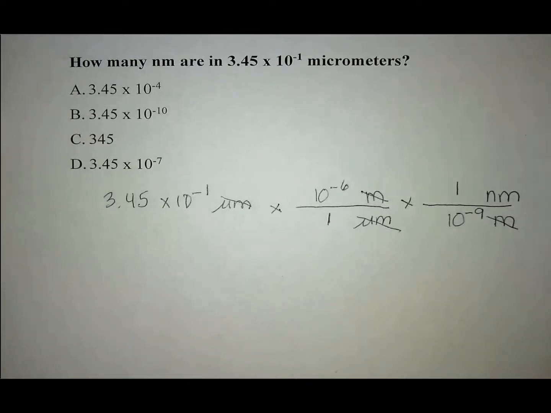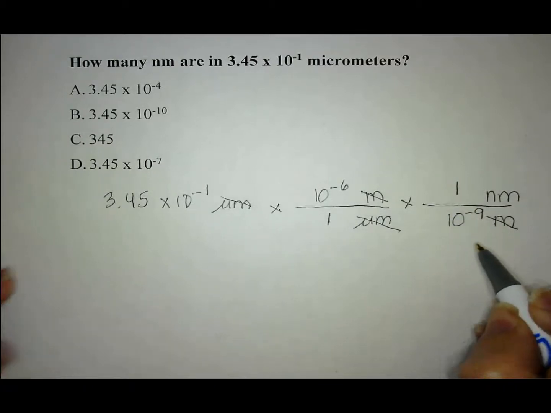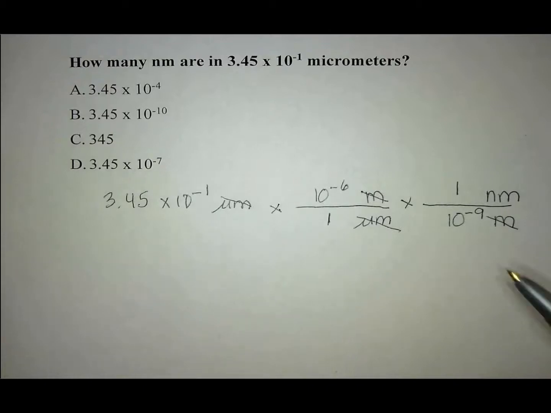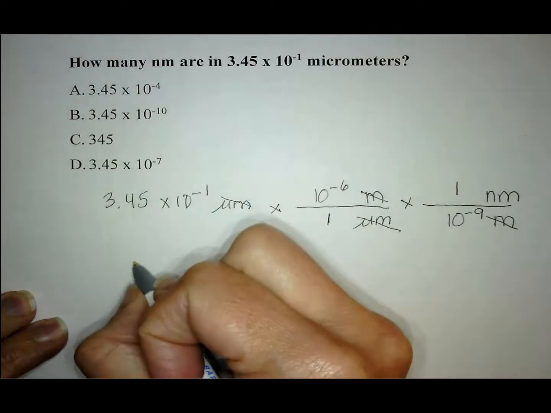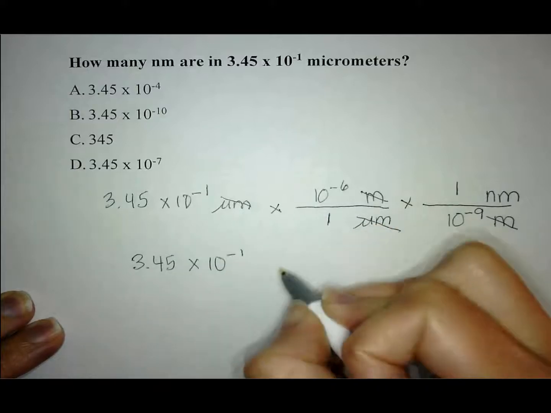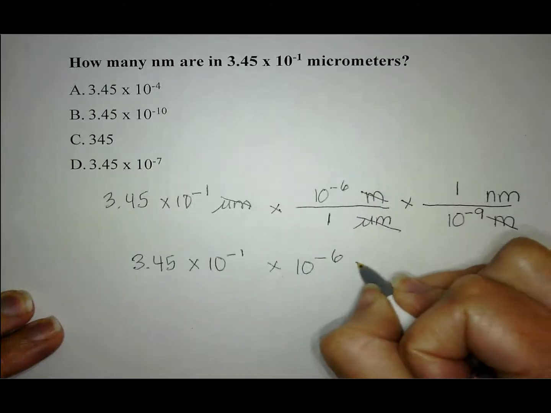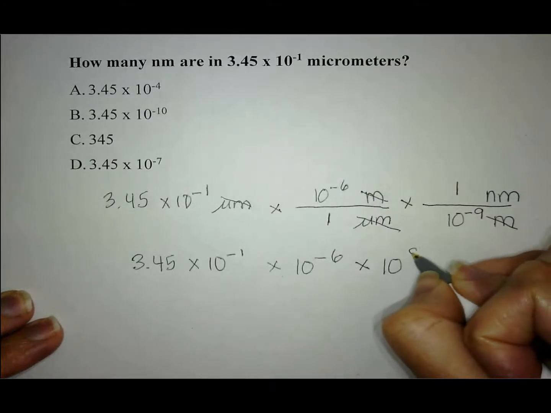Another way that I like to do it, so that I could do it in my head, is to put everything in the numerator when I can. So I could take this 10 to the minus 9 that's in the denominator and put it into the numerator by changing the sign on the power of 10. So I could change it from 10 to the minus 9 in the denominator to a 10 to the positive 9 in the numerator. So I could write out my string as 3.45 times 10 to the minus 1 times 10 to the minus 6. Since it's in the numerator, we multiply. And then times 10 to the positive 9.